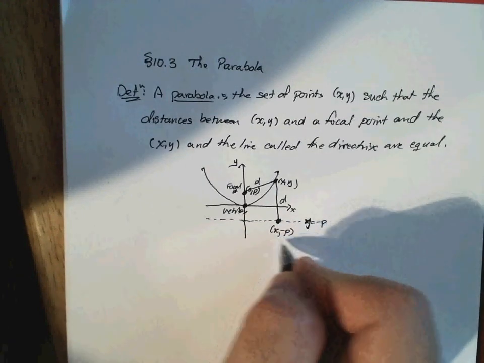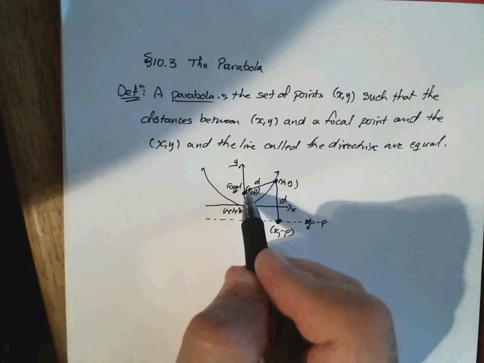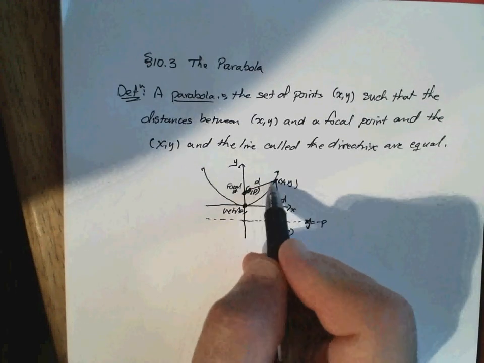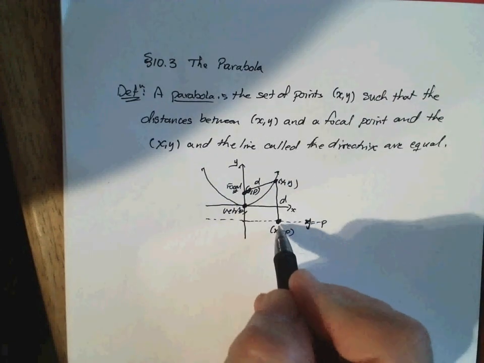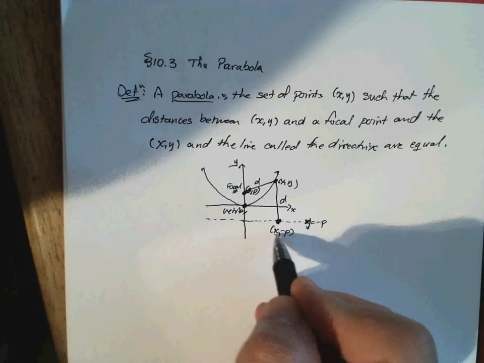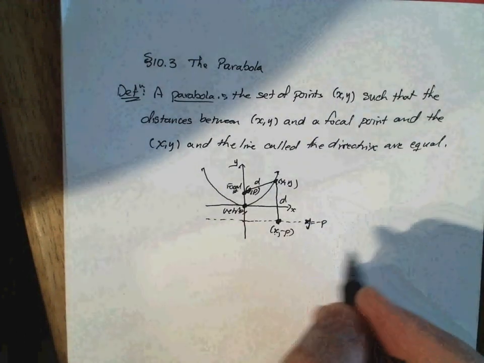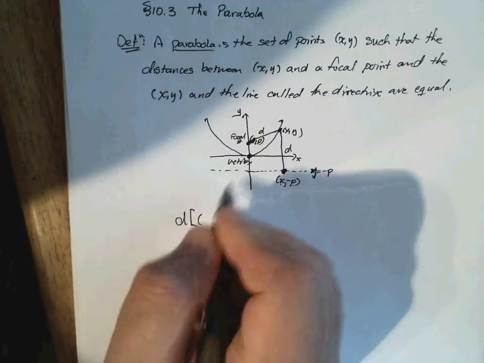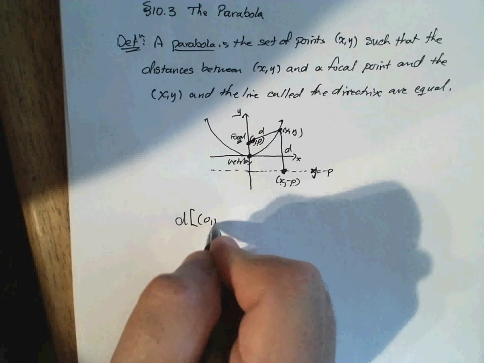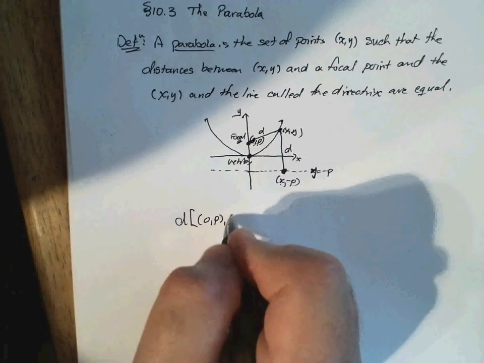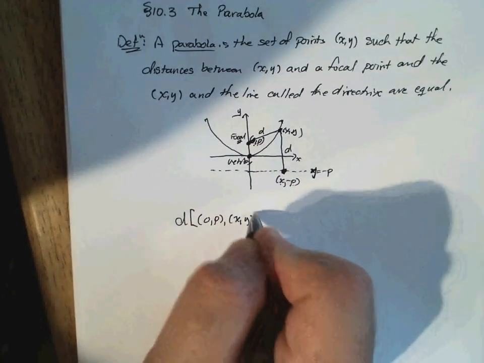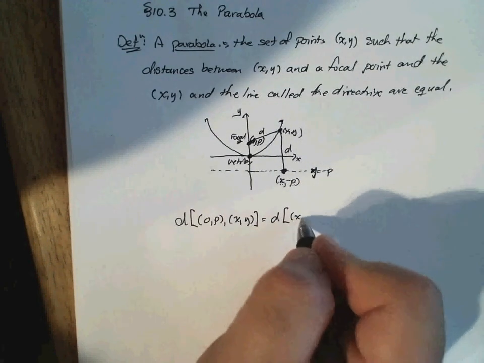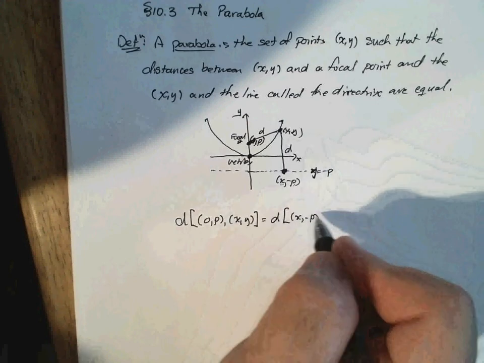So we have the focal point 0p going to xy, that distance is the same as the point on the directrix directly down, x negative p to xy. In other words, the distance between this point 0p and the point on the parabola xy is the same as the distance between x negative p and the point on the parabola xy.